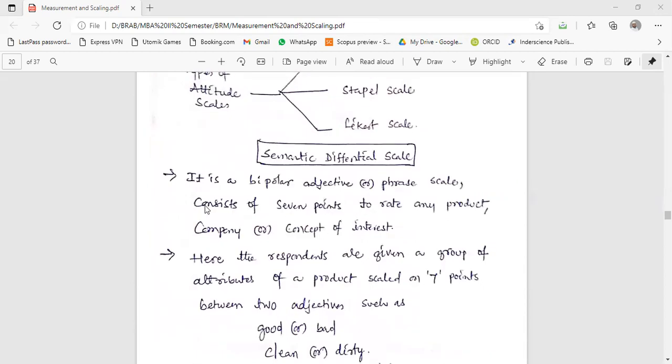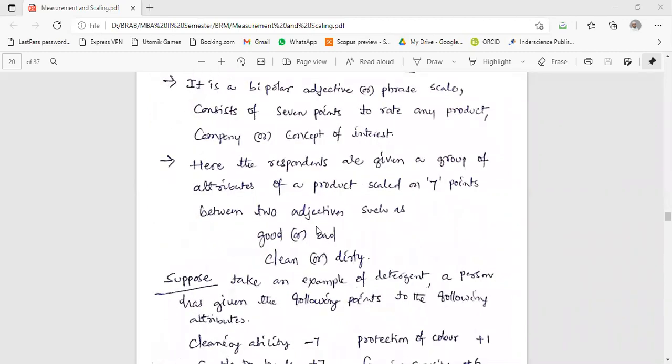It is a bipolar adjective or phrase scale consisting of 7 points to rate any product, company, or concept of interest. Two poles will be there, like the North Pole and South Pole, two extreme ends. In that we provide 7 points, and based on those 7 points we rate the product, the company, or the concept of interest. Here the respondents are given a group of attributes of a product scaled on 7 points between two adjectives such as good or bad, clean or dirty.